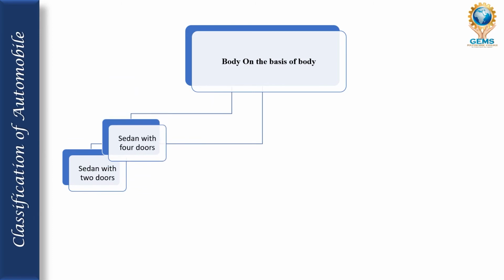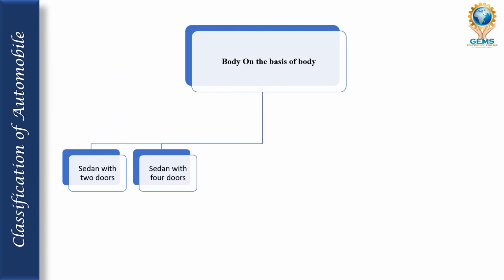Number two is sedan with four doors. It is the same kind of vehicle, but where the two-door one seats only two members, here four members can sit and four doors will be there around the car or vehicle.